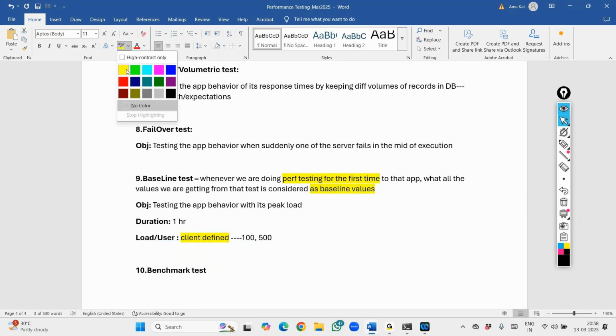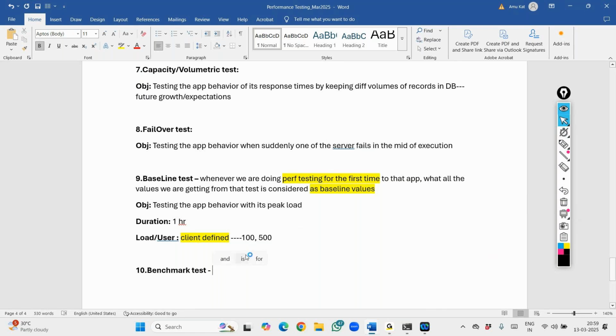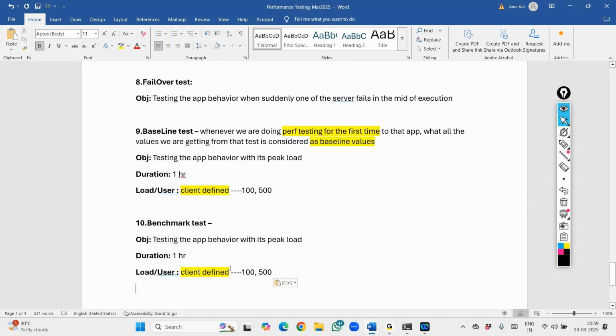Okay, that is baseline test. And moving to benchmark. Benchmark is nothing but standard values. It is the test we run when we want to go ahead with industry standard values. Here also the objective, duration and everything is the same, but the values you are seeing come from testing the app against the market standard values. That is called benchmark testing.